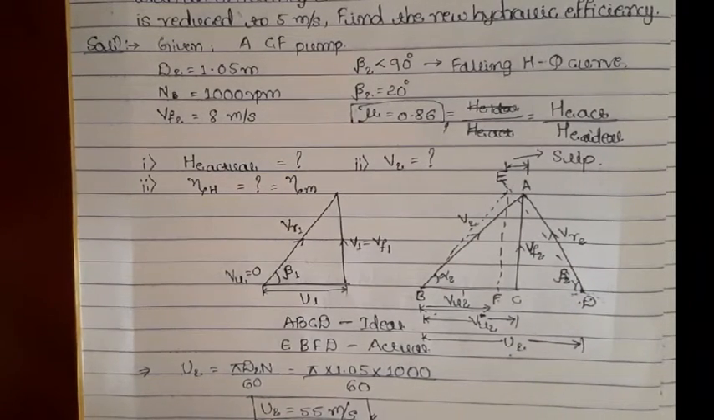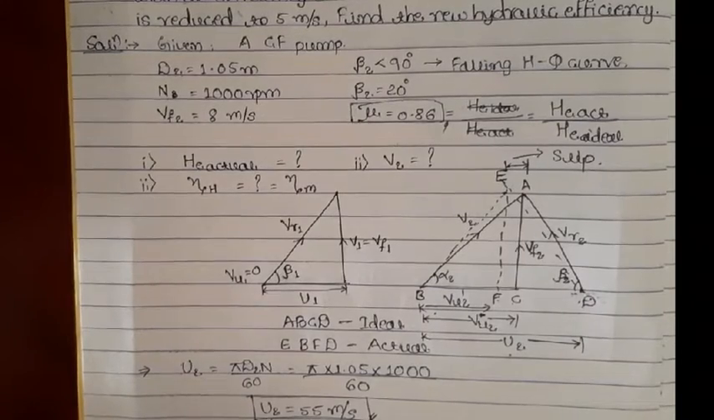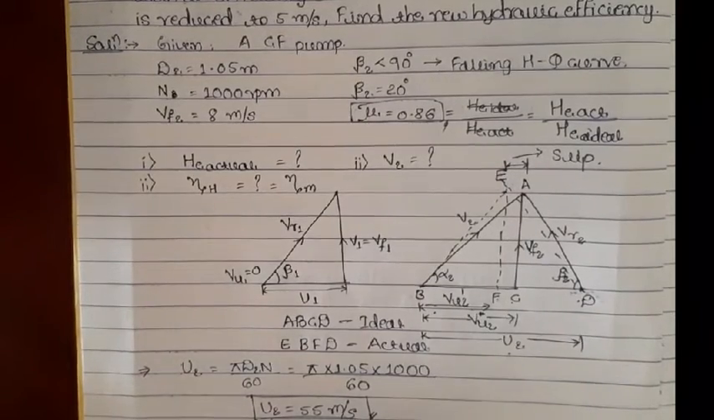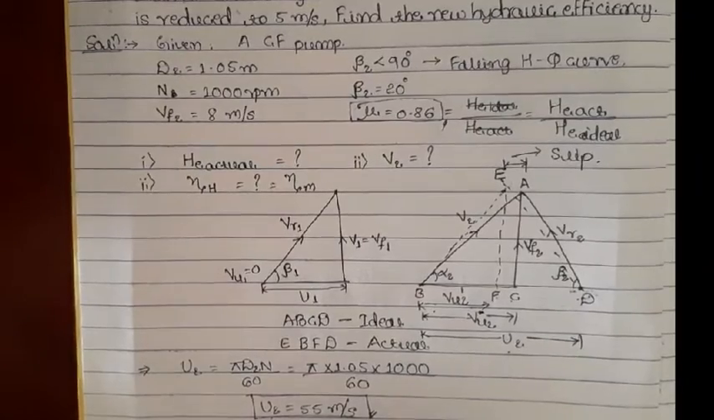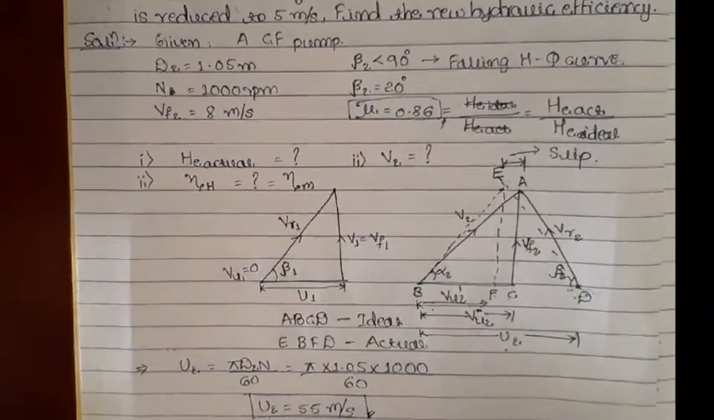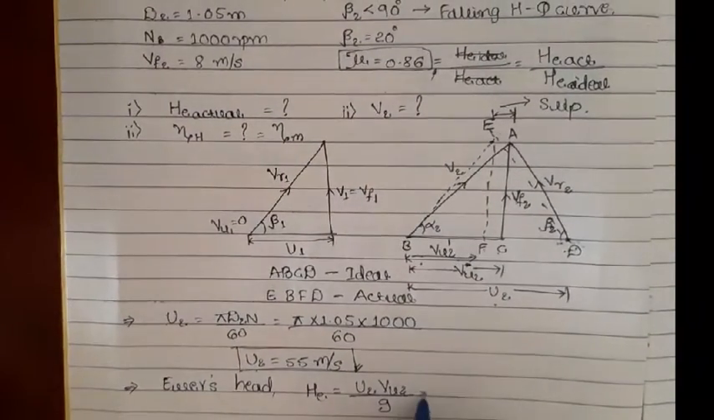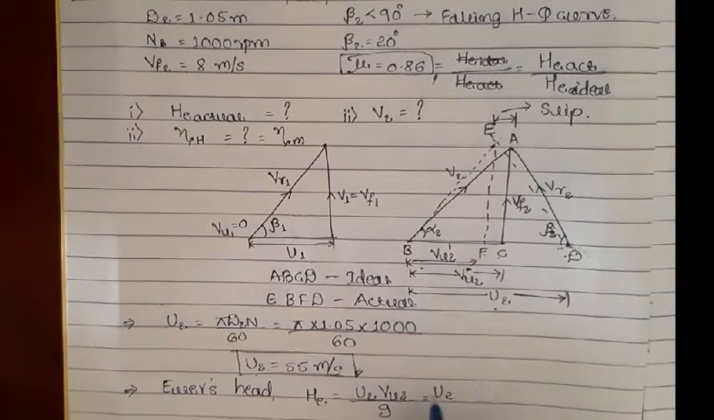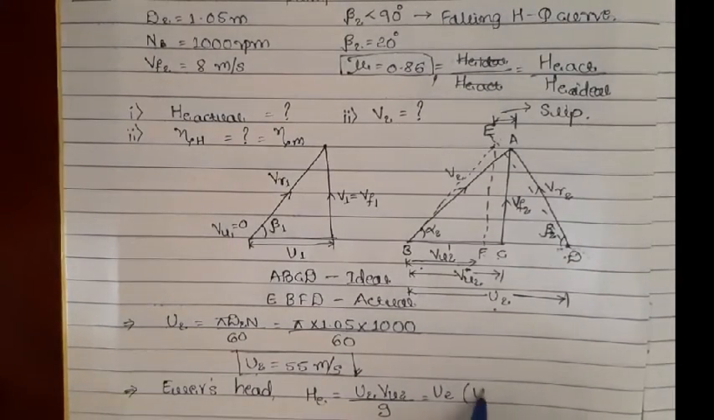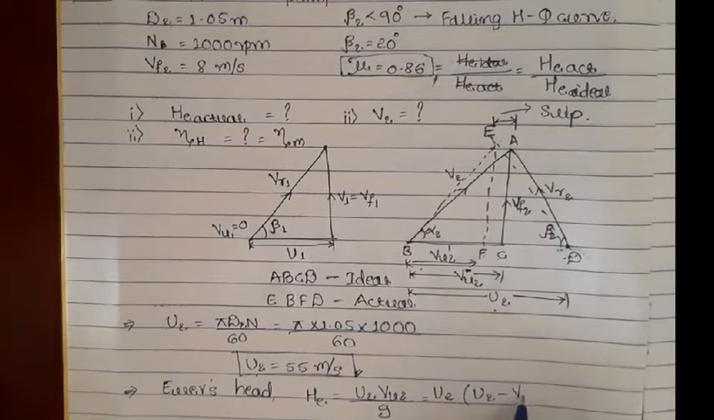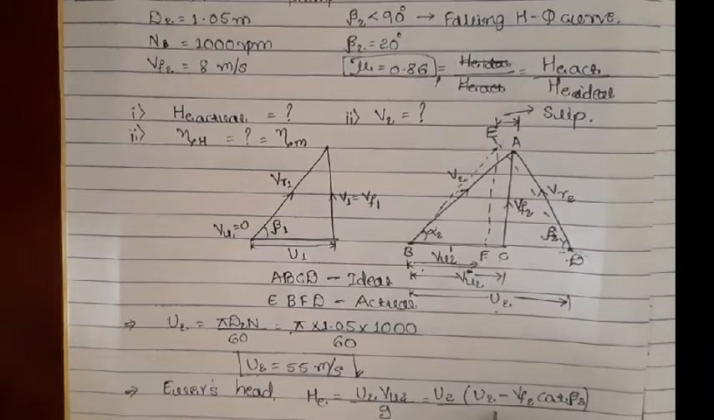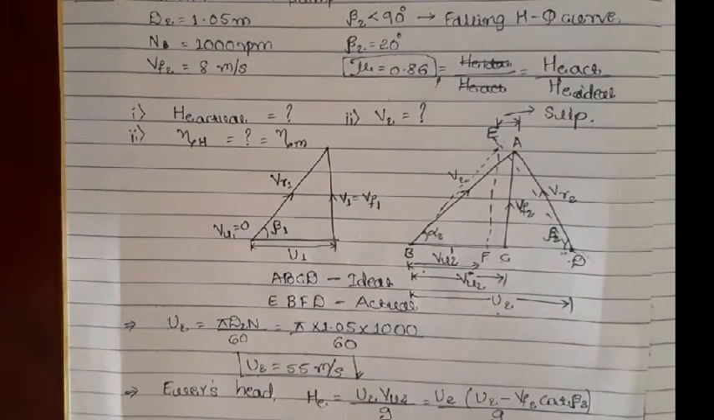The Euler's head HE is equal to, we already know, U2 Vu2 divided by g. Now what is Vu2? From the triangle, it can be written as U2 minus Vf2 cot beta 2, divided by g. This is quite familiar already.